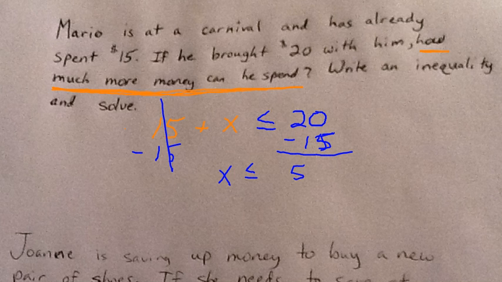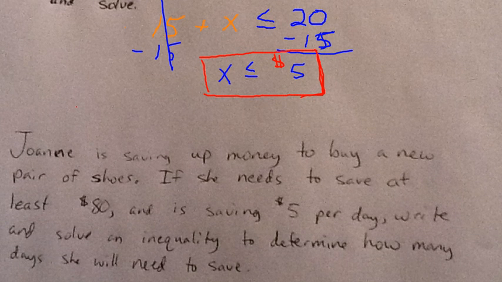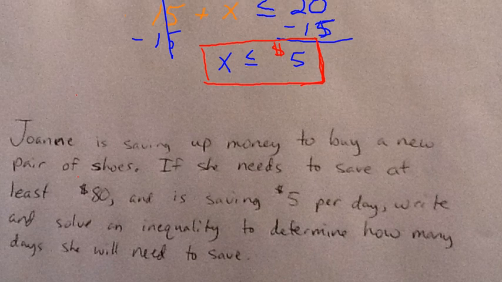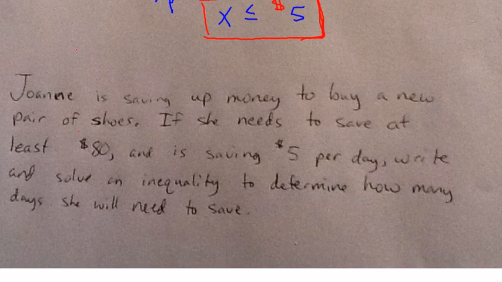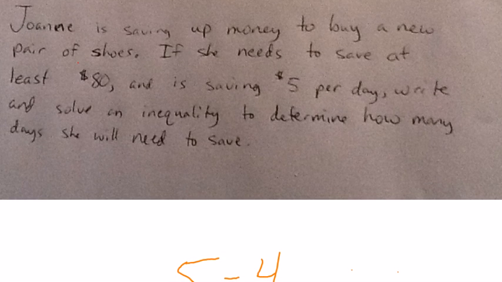And because this problem is dealing with money, we need our dollar sign. x is less than or equal to $5, which means that Mario cannot spend more than $5. The additional amount that he can spend is $5 or less without going over his budget of $20. Let's try another one.